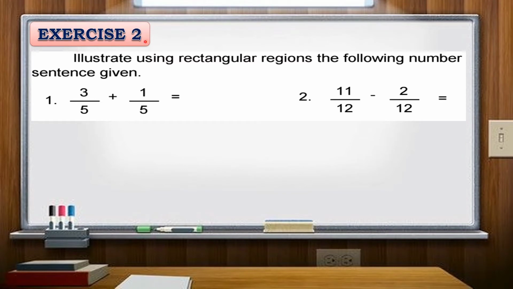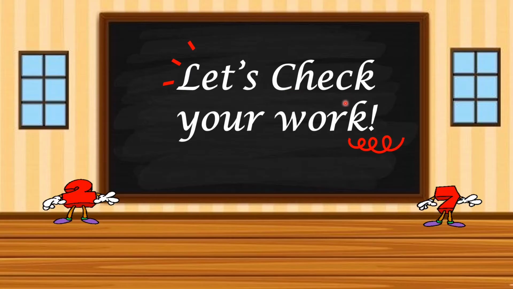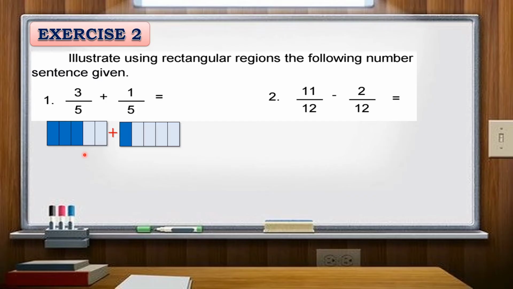Let's do exercise 2. Illustrate using rectangular regions the following number sentence given. Let's check your work. Take a look at the illustration. Counting the total number of shaded parts of 3/5 and 1/5, it will give us 4/5.